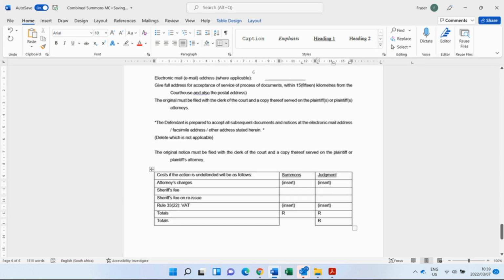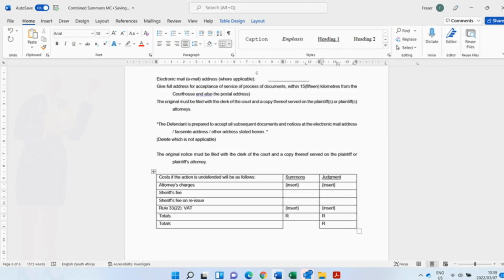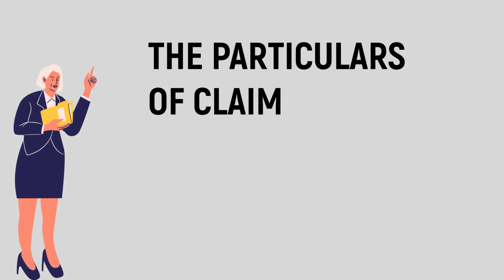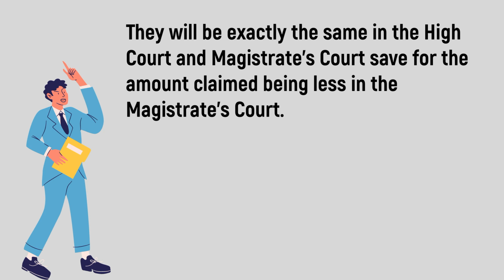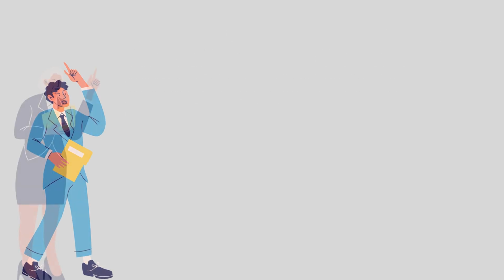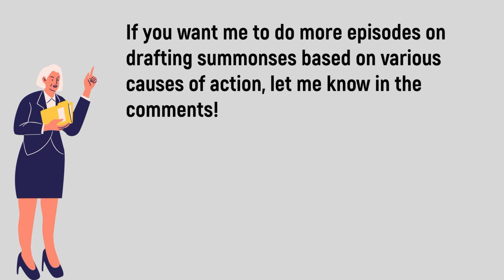Although not expressly required, we must still include the table of costs at the end of the summons. Remember, we will need to set out the costs of the summons and judgment, as well as the VAT thereon. With regards to the particulars of claim, they will be exactly the same in the High Court and the Magistrates Court, save for the amount claimed being less in the Magistrates Court. There's also obviously the signature section where an advocate or an attorney with rights of appearance will not need to sign.